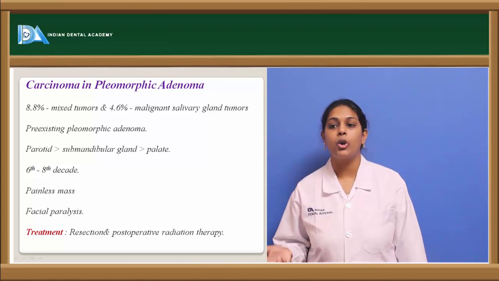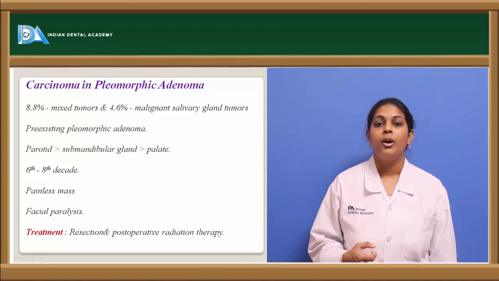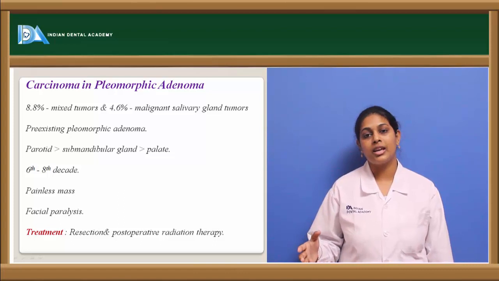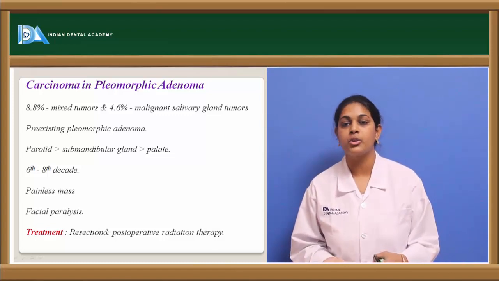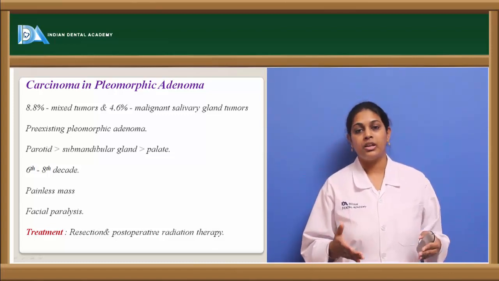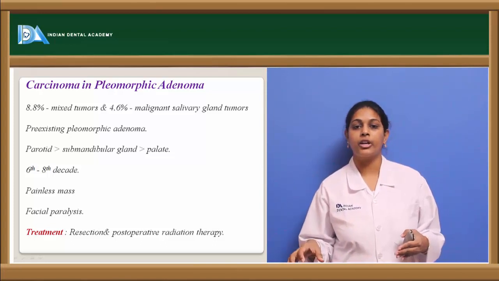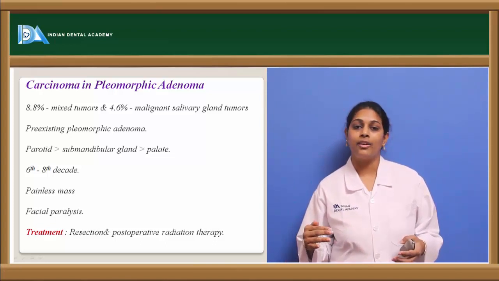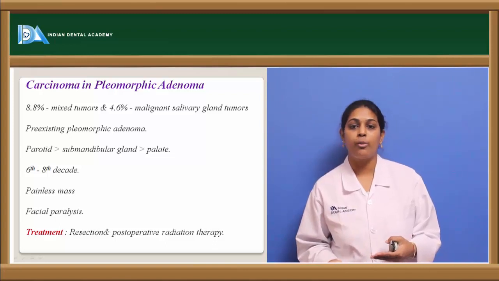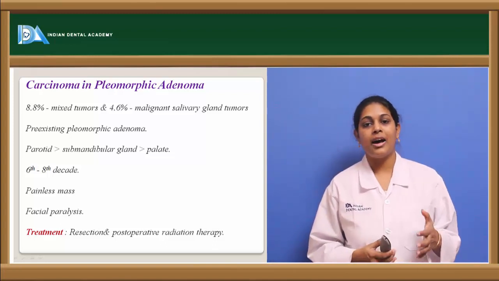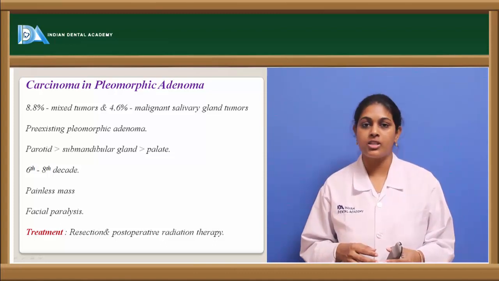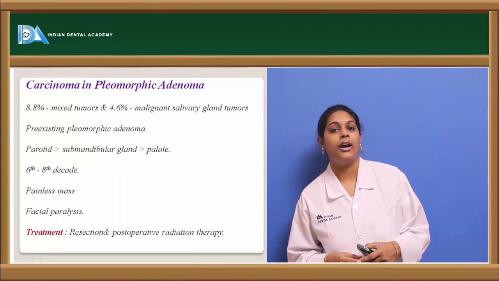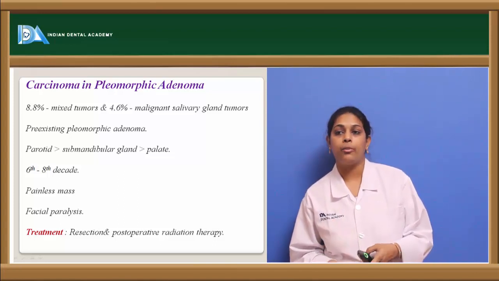Otherwise, this pleomorphic adenoma, if it is not properly removed or is incompletely removed, since it is most commonly seen involving the parotid gland, and since the facial nerve passes through this parotid gland, when the surgeon tries to preserve the facial nerve and the pleomorphic adenoma tumor is not sufficiently removed, then this might turn into a carcinoma in pleomorphic adenoma. In other cases, we also see that there could be an accidental implantation of this pleomorphic adenoma, and this results in carcinoma in pleomorphic adenoma.